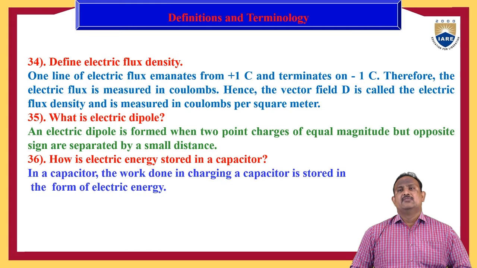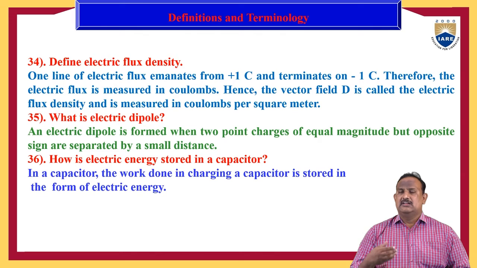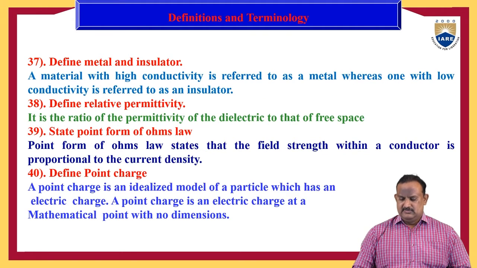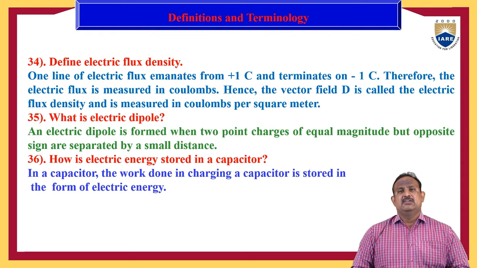So define electric flux density. One line of electric flux emanates from plus 1 coulomb and terminates at minus 1 coulomb. Therefore, the electric flux is measured in coulombs. Hence the vector field D is called the electric flux density and is measured in coulombs per square meter. Then what is the electric dipole? An electric dipole is formed when two point charges of equal magnitude but opposite sign are separated by a small distance.